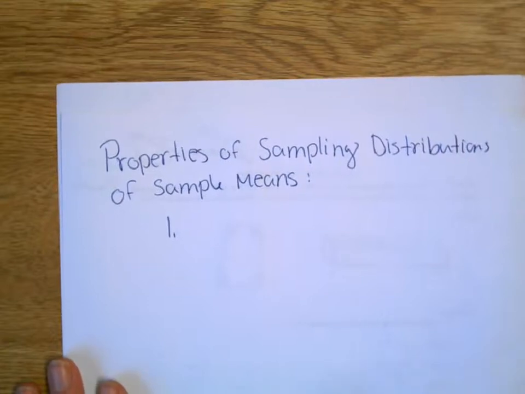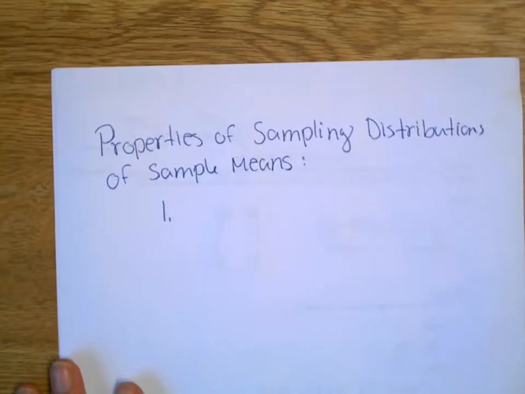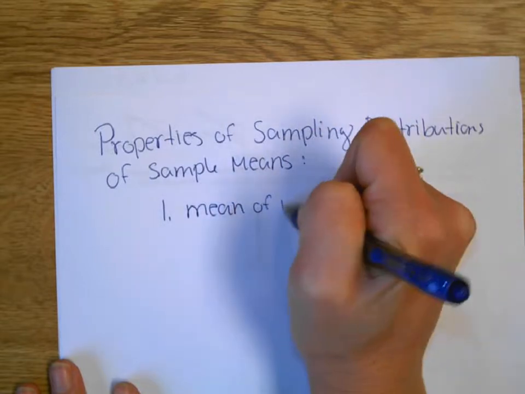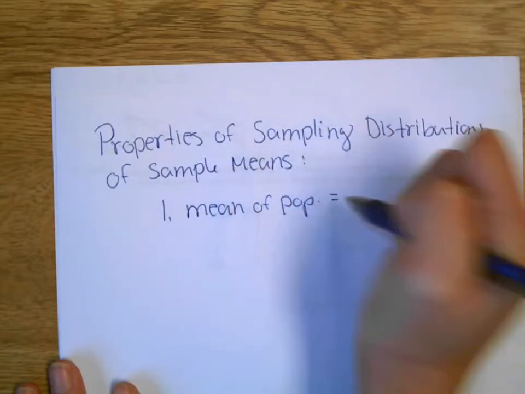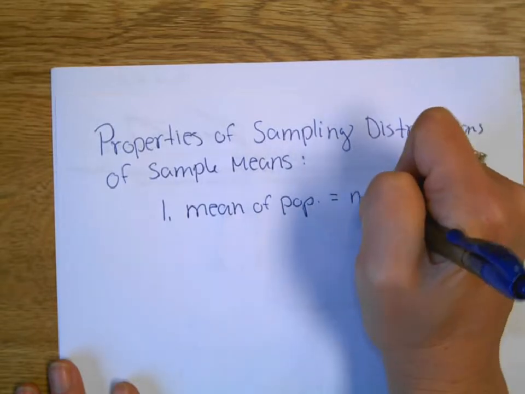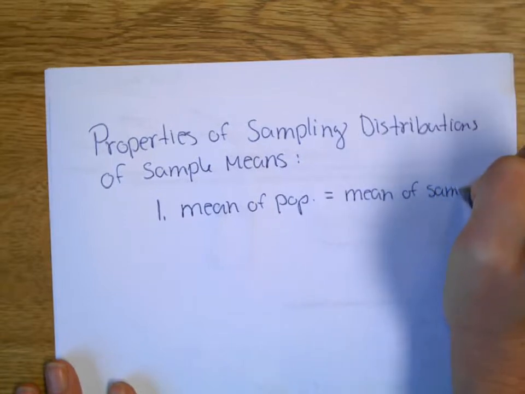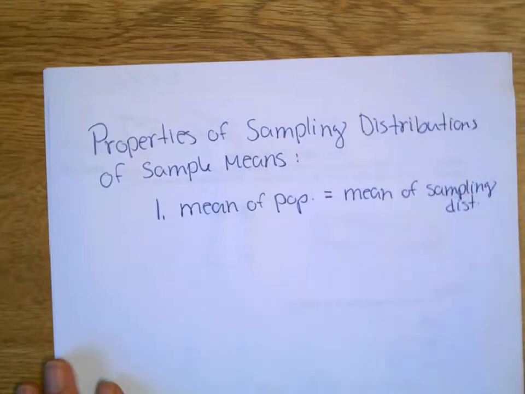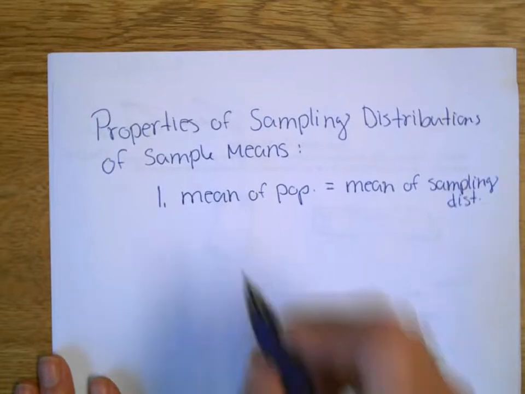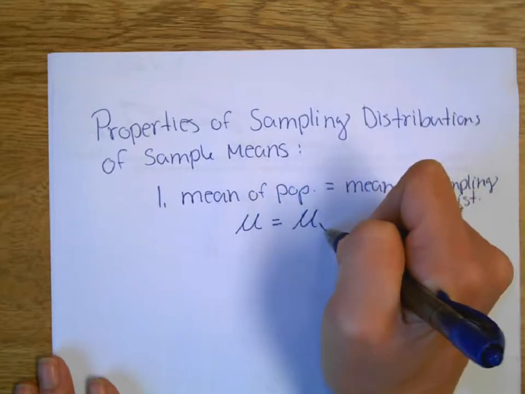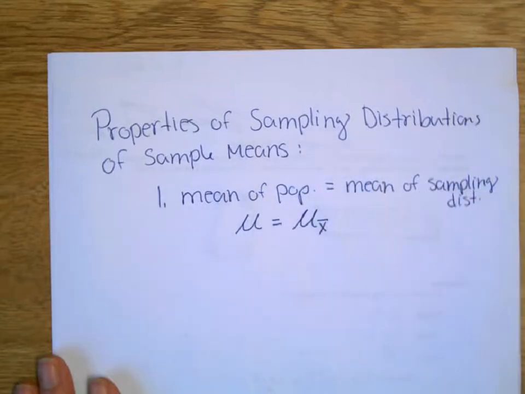I'll say it in words and then I'll say it in symbols. The first one was that the two means were equal. So the mean of the population came out equal to the mean of the sampling distribution. So that's population mean equals the population mean of the sample means. It's the mean of the means. You're doing it twice, I know.